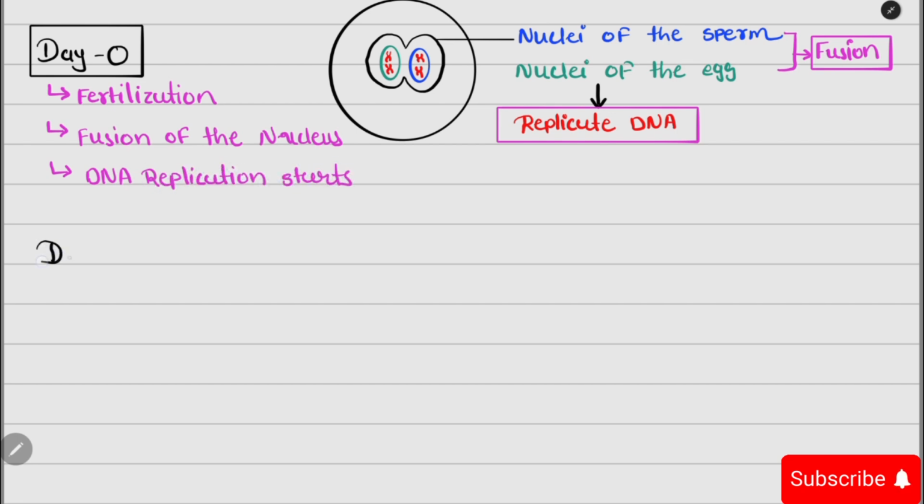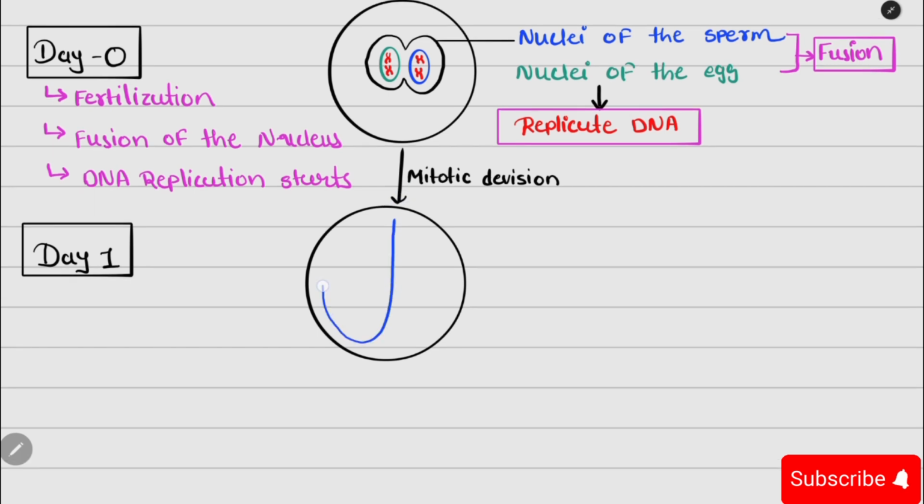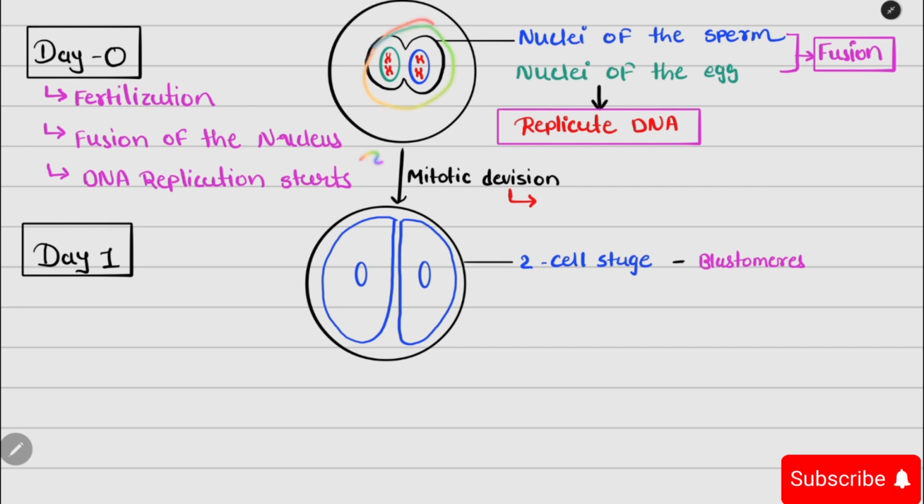After 20 to 24 hours of fertilization, DNA replication is complete. The cell divides by mitosis, giving us the two-cell stage at day 1. We call this two-cell stage the blastomere. At day 0, we had one cell with two nuclei. After mitotic division, we get two cells, each with a single nucleus.